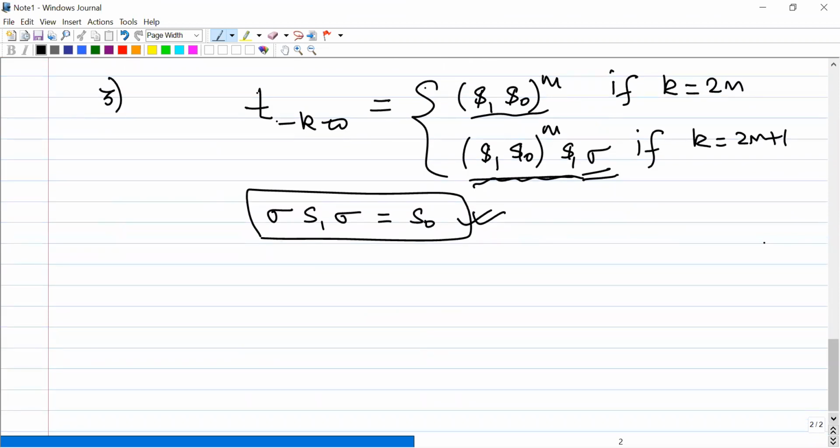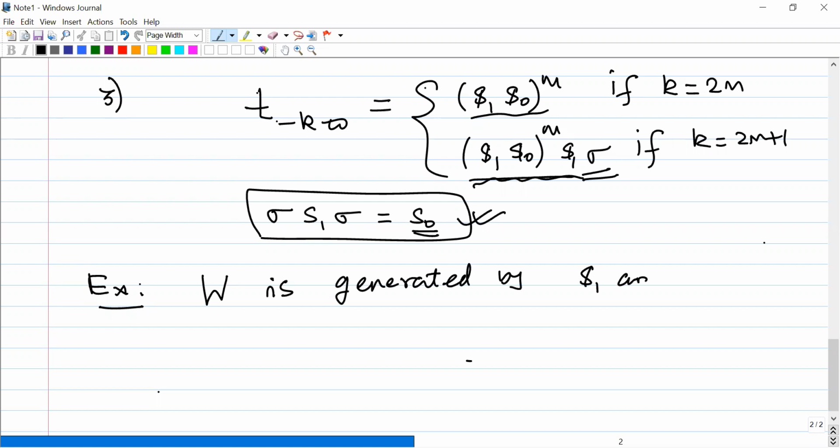So I will actually record one exercise. That tells about this extended affine Weyl group. It's easy to see that this extended affine Weyl group is generated by S1 and sigma, because we know that S naught is given by sigma S1 sigma. So that implies that W is generated by S1 and sigma.